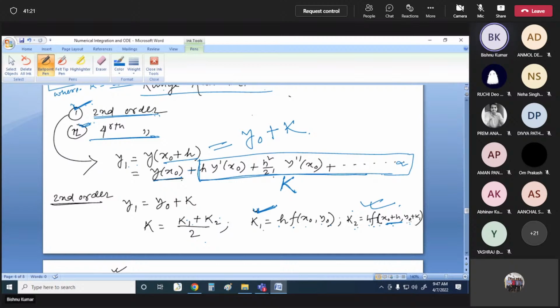After getting k1, k2, find out their average. That average you just add along with y0. That will be y1. That is the process. And if you write its program, it will be so simple. First you will calculate this, then this, then this, then this formula. You will get y1 so quickly.